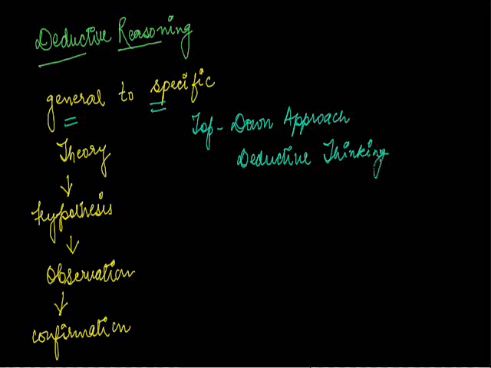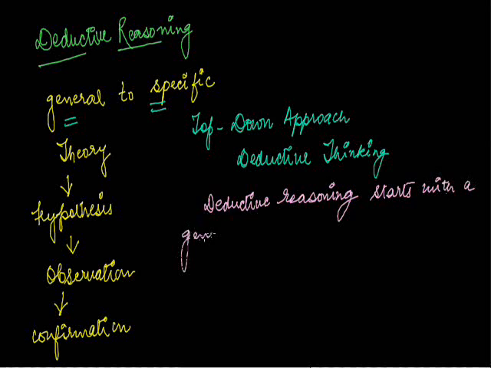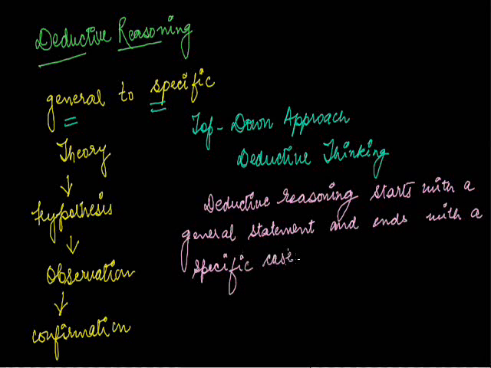So let's write the definition for this. Deductive reasoning starts with a general statement and ends with a specific case. It proceeds from assumptions rather than experiences.